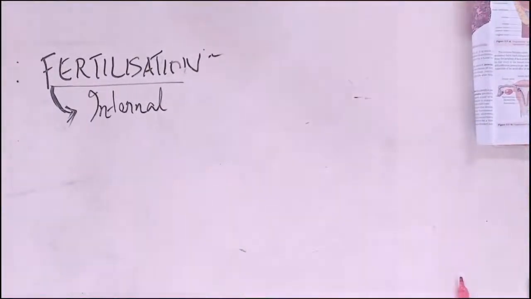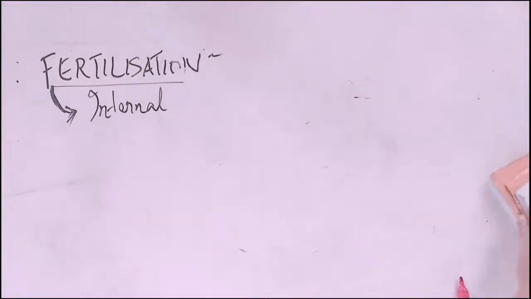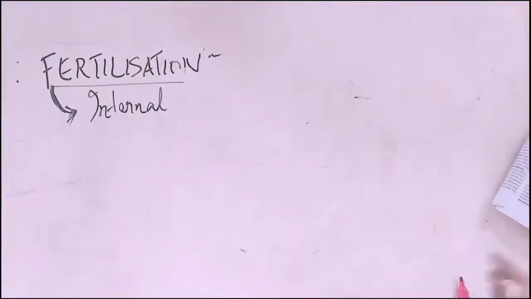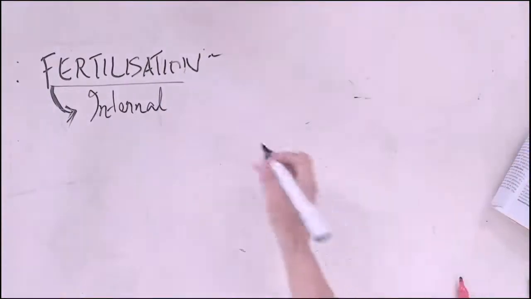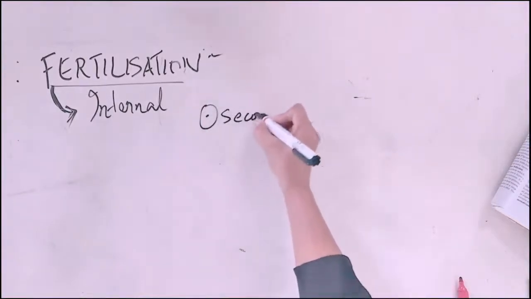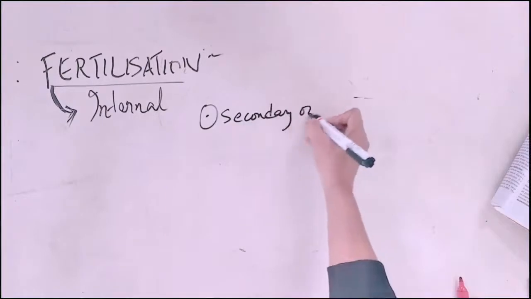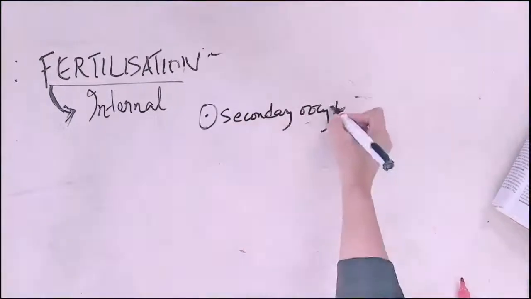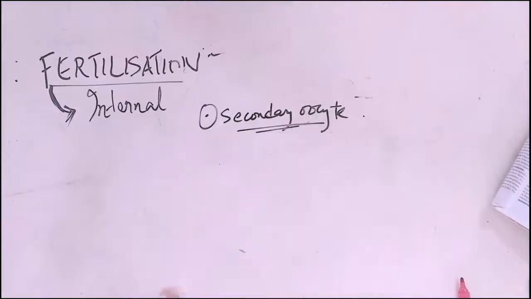Oogenesis. If you just see where it is, in oogenesis the text mentions the secondary oocyte, secondary oocyte, which is in the ovary.